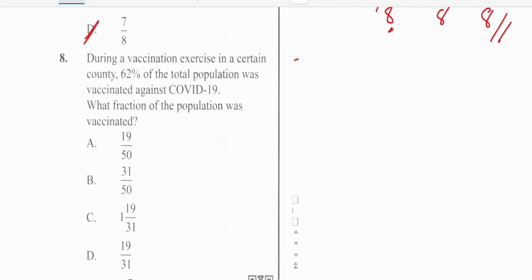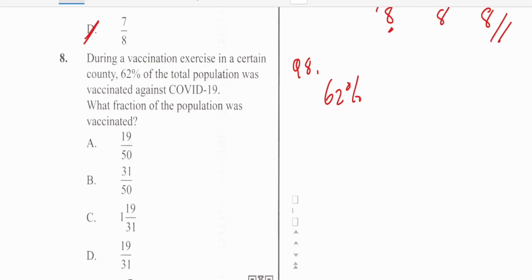Now question 8 says that during a vaccination exercise in a certain county, 62% of the total population was vaccinated against COVID-19. I don't know why they like reminding us about the tragic disease COVID-19. Okay, 62% of the total population was vaccinated against COVID-19. What fraction of the population was vaccinated?